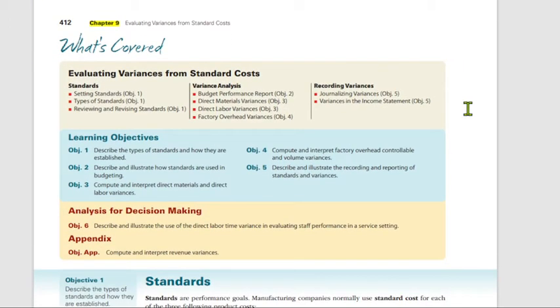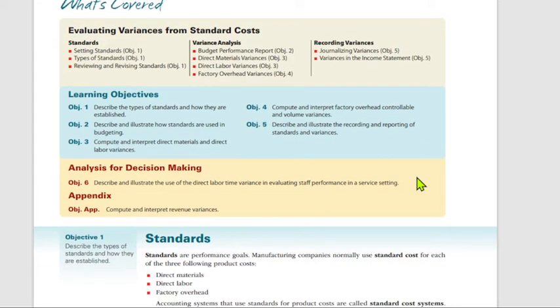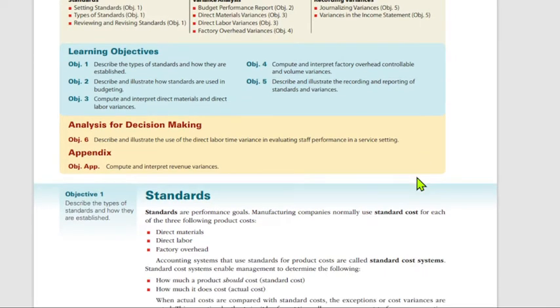So our learning objectives: Objective 1, to describe the types of standards and how they are established. Objective 2, to describe and illustrate how standards are used in budgeting, to compute and interpret direct materials and direct labor variances, and also interpret factory overhead controllable and volume variances, and then describe and illustrate the recording and reporting of standards and variances. For decision making, we look at the use of direct labor time variance in evaluating staff performance in a service setting.